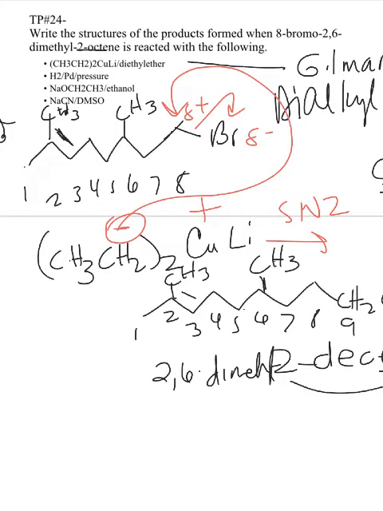Alright, so what happens if you take this molecule and you react it with catalytic hydrogenation? So this is chapter 8, catalytic hydrogenation. And you're basically going to reduce that bond, and you're going to do it in a syn fashion. So you're going to 1, 2, 3, 4, 5, 6, 7, 8. And you're going to basically add hydrogen and make the alkane.